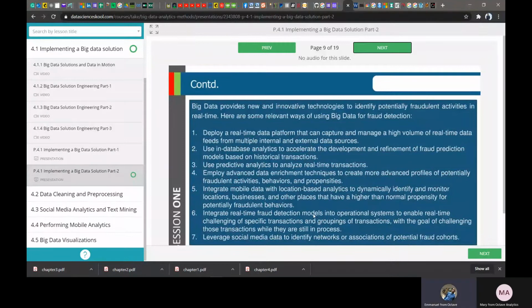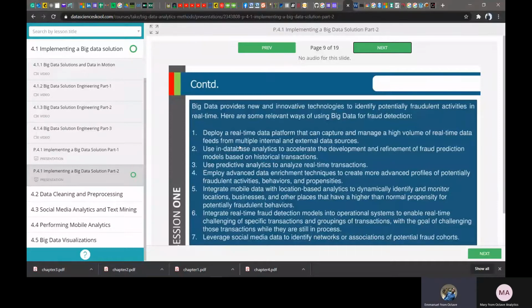Also, big data provides new and innovative technology to identify potentially fraudulent activities in real time. So here are some relevant ways of using big data for fraud detection. First, you deploy a real-time data platform that can capture and manage high volumes of real-time data feeds from multiple internal and external data sources.